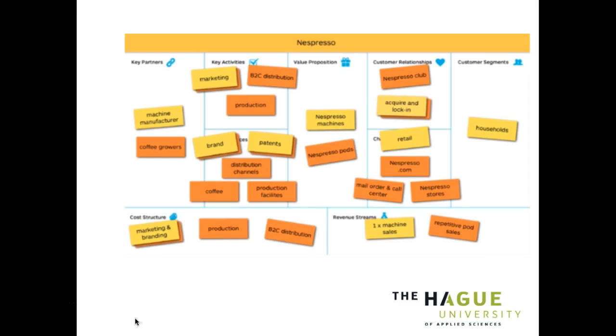In the report, in the assignment, for each of those 9 areas, you will get the opportunity to explain yourself in a bit more detail as well. So you'll be able to write a few sentences. For example, on the right-hand side here, why are customer segments just households? Or on the left-hand side here, the key partners. You might describe why Nespresso would have coffee growers or a machine manufacturer as their key partners.